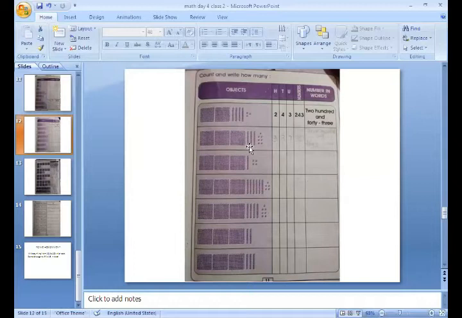Then you will count how many blocks of tens. Blocks of tens are also 3. So you will write 3 at the tens place. Then you will count how many blocks of ones. So there are 7 small blocks. So you will write 7 at the unit column. Now 300, 3 tens and 7 units makes the number 337. You will also write this number in words like this. 337.